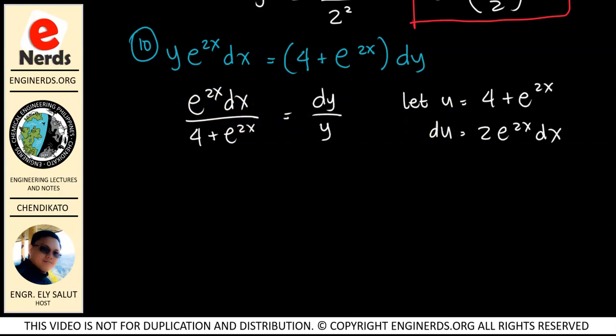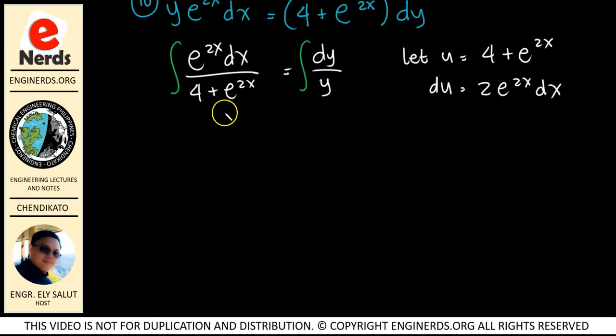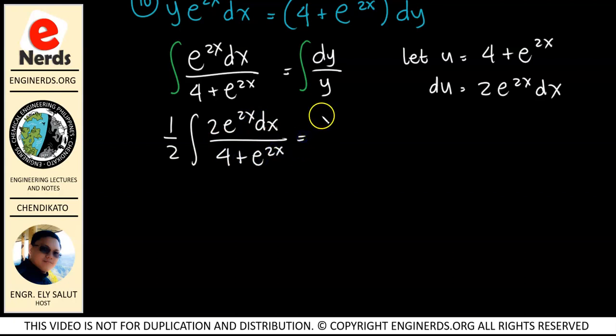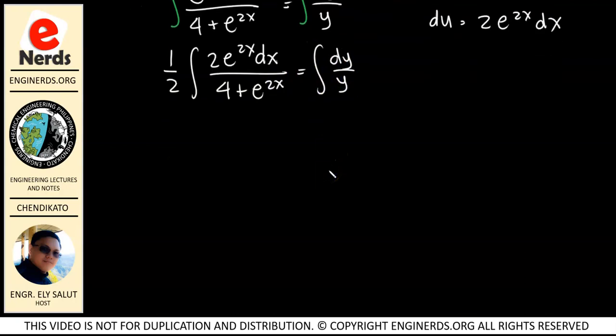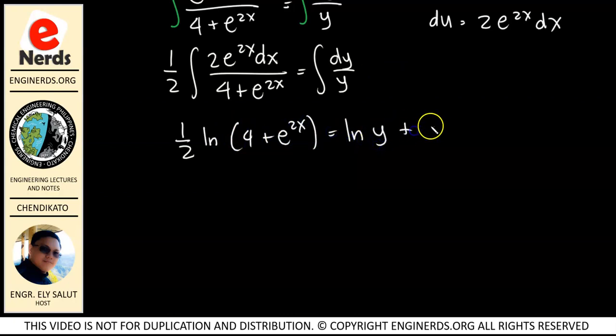So, we need to introduce a multiplier, no? So, in order to satisfy that. So, we're going to take now the integral of our terms. And to do that, para masatisfy natin to, I will introduce a multiplier. So, 1/2 is 2 e to the 2x dx over 4 plus e to the 2x is equal to the integral of dy over y. Okay? So, now, masasagutan na natin siya. I have 1/2 ln 4 plus e to the 2x is equal to ln y plus c.